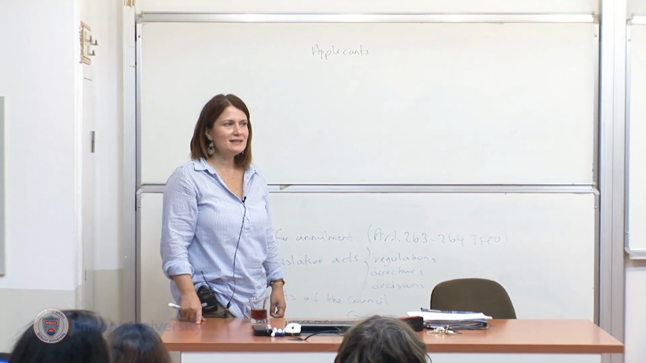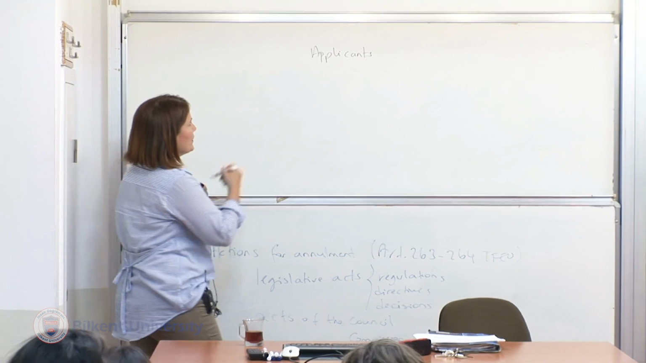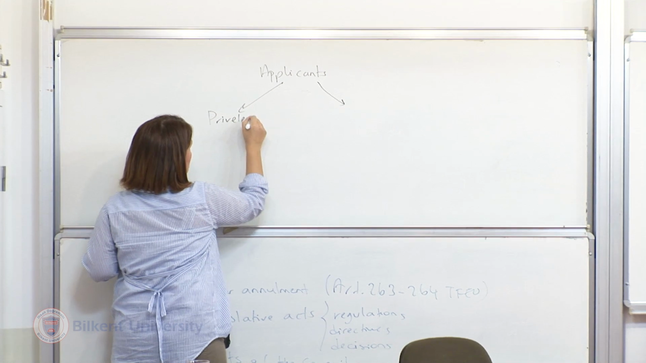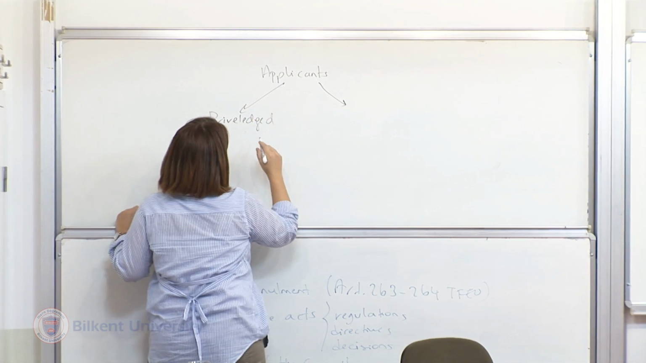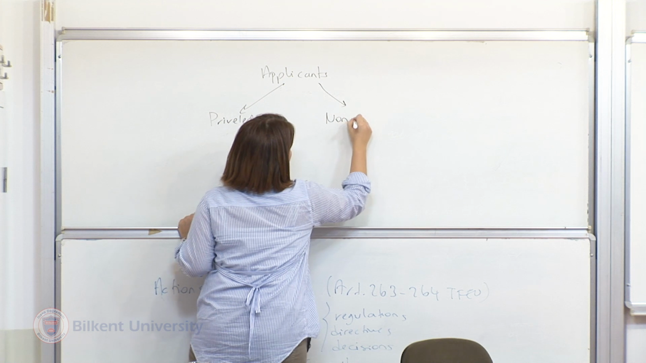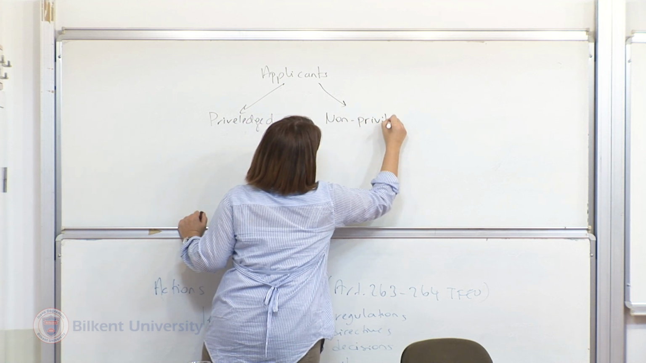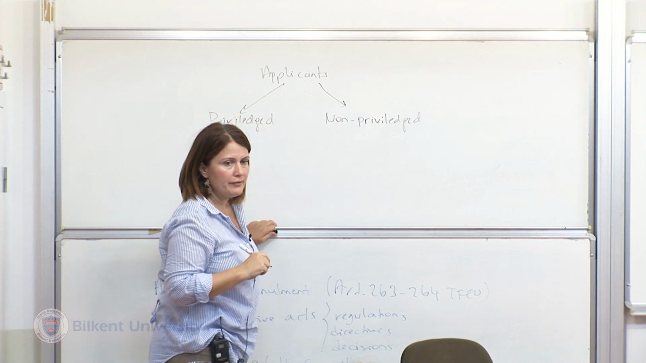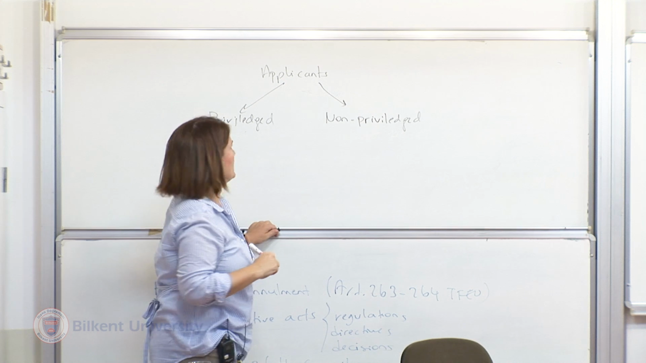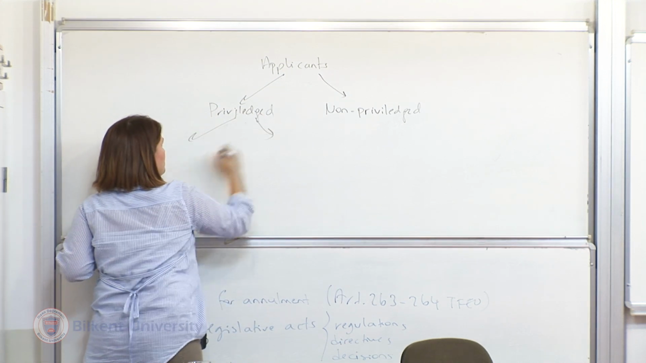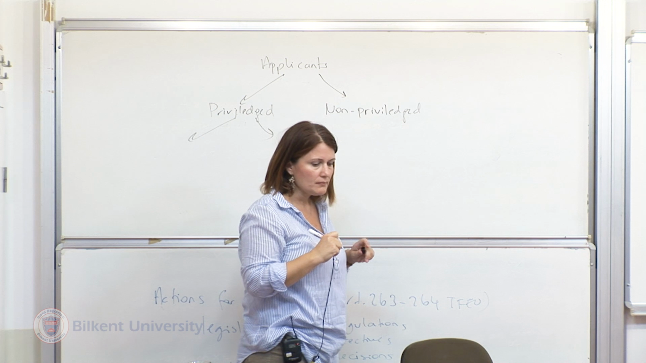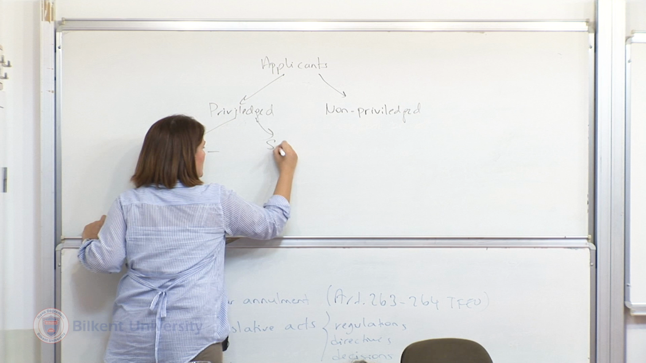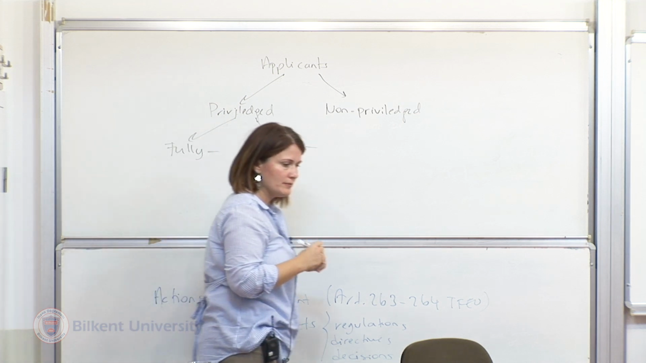As far as the action for annulment is concerned, we make a division between privileged and non-privileged applicants. Privileged? Exactly. And the privileged applicants are divided into two, as fully privileged and semi-privileged.